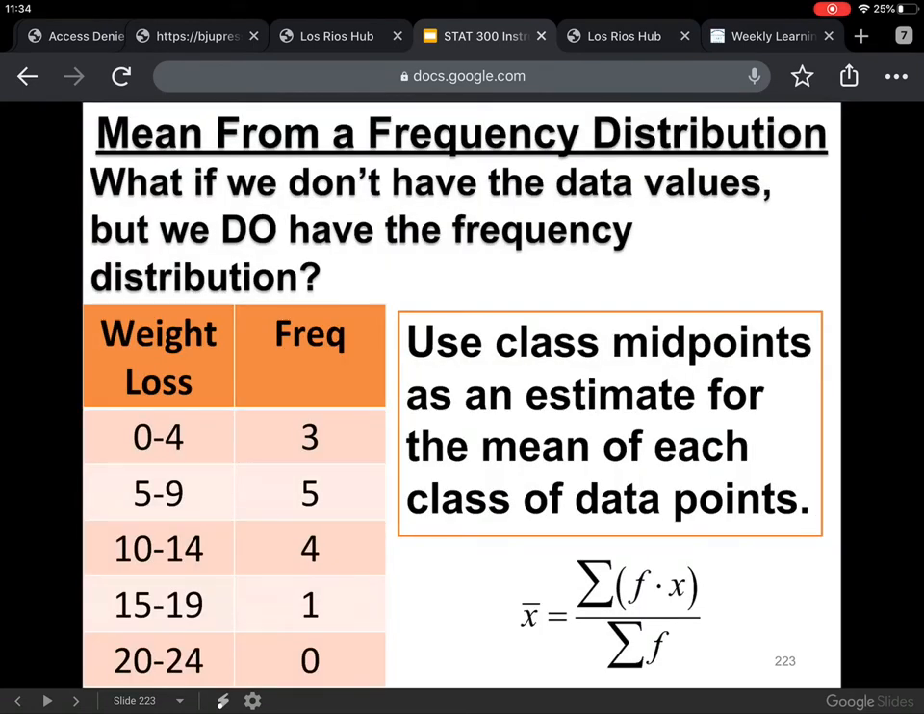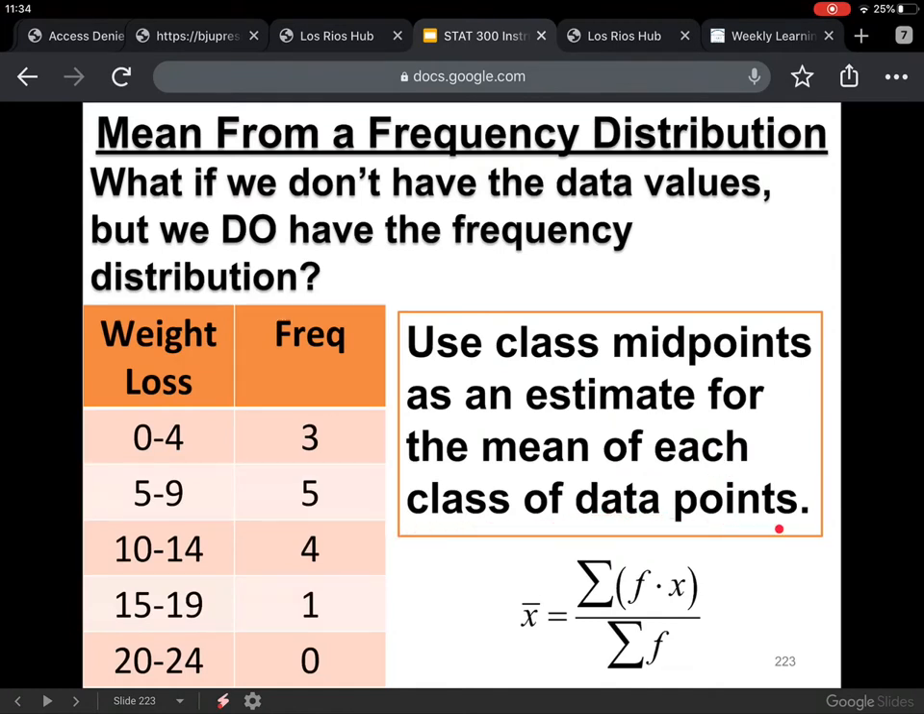Well, what if I don't have the raw data points? What can I do? What if I have a frequency distribution table? Well, here's the logic behind using class midpoints. It says here, use class midpoints as an estimate for the mean of each class of data points.